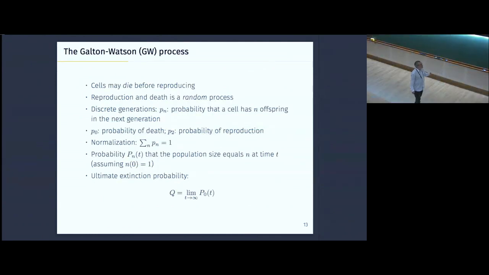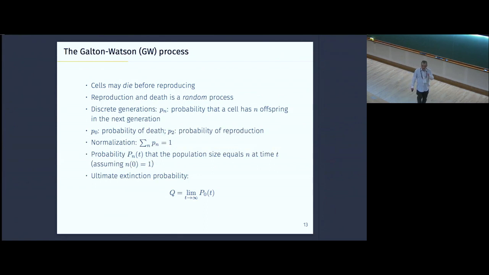Okay, now, I mentioned that there is this reproduction, and then there is also death. We have to take death into account. So the Galton-Watson process is a way of describing what happens to the population size, as a random variable, if we take into account reproduction and death.